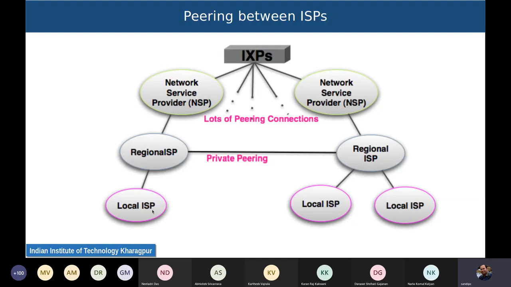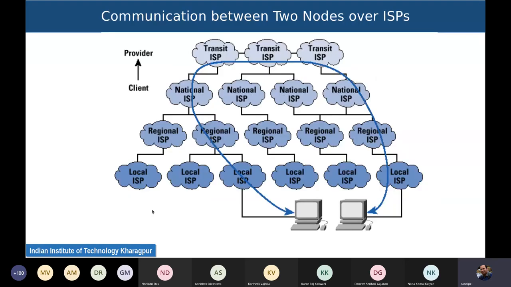Now, this is basically the communication path when two machines in the internet communicate with each other. Say these two machines want to talk to each other. So you send the data to your local ISP. The local ISP will send the data to the regional ISP. The regional ISP will send it to the national ISP. The national ISP will send it to some of the transit ISPs. The transit ISPs means the tier 1 ISPs.